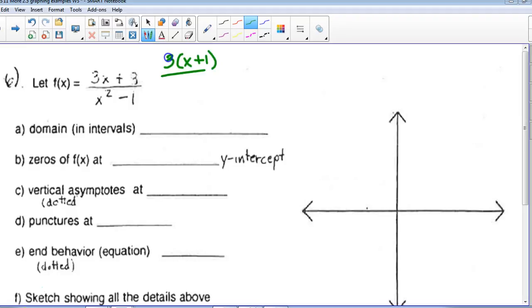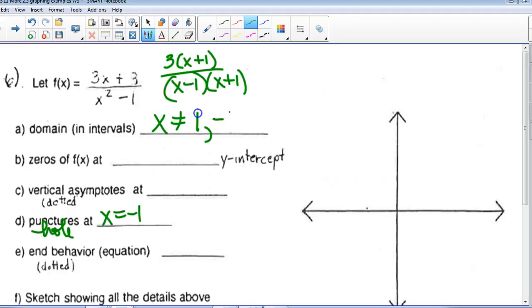Okay, what are we going to do? Factor. Factor the bottom, factor the top. What do you notice right away? There's a hole at x equals -1. The domain cannot include 1 or -1. Only after you've done those two things can you cancel that factor. Oh, now I think we're in good shape. All we have left is 3 over x minus 1.